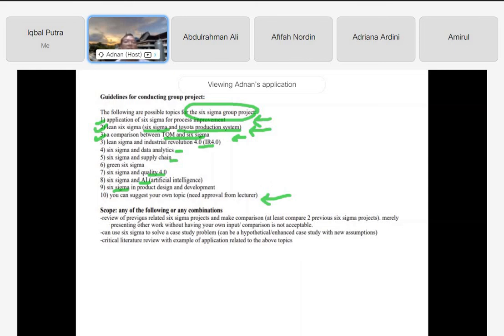Review previous related Six Sigma projects and make a comparison of at least 2 previous Six Sigma projects. Merely presenting other works without your own input and comparison is not acceptable. You can use Six Sigma to solve a case study problem, which could be hypothetical, or an enhanced case study with new assumptions. Or a critical review with example or application. So basically these are the possibilities for the group projects. Any questions?